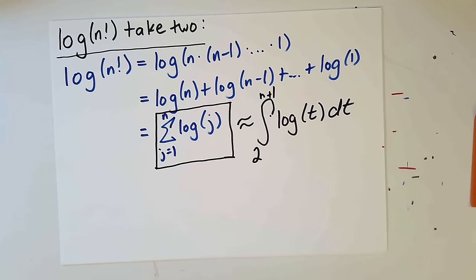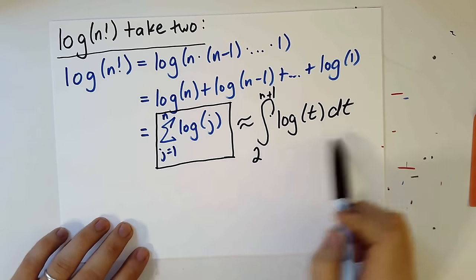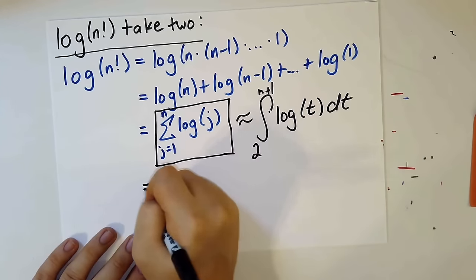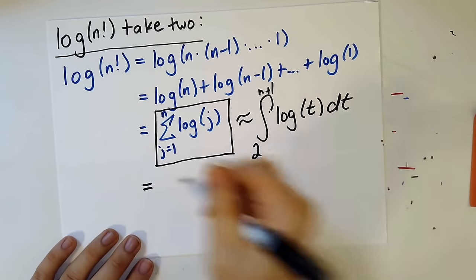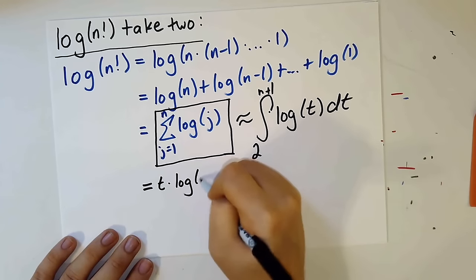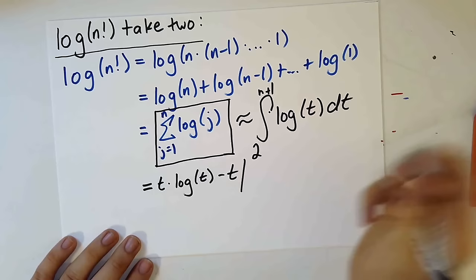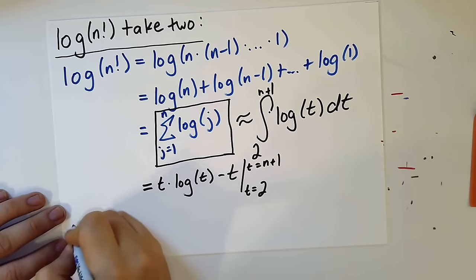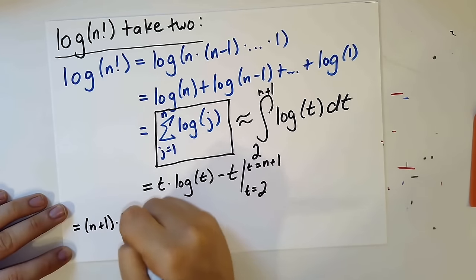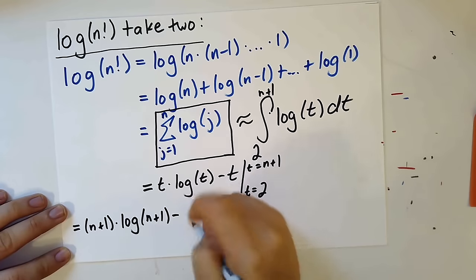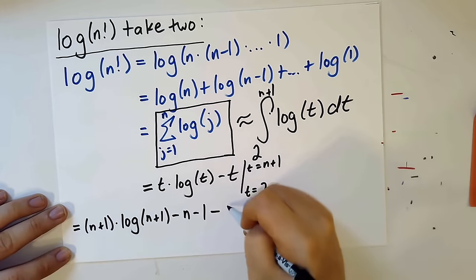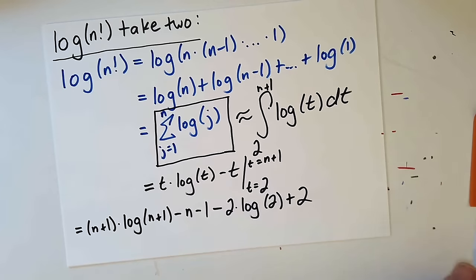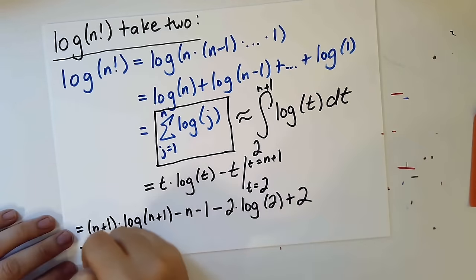So, summary, where are we now? Log of n factorial is approximately the value of this integral. But if you remember your integral formulas, the integral of log of t is t times the log of t minus t. So we're going to evaluate that as t goes from 2 to n plus 1. This is going to be equal to n plus 1 times the log of n plus 1 minus n minus 1 minus 2 times the log of 2 plus 2. Okay, so let's simplify this a little bit.